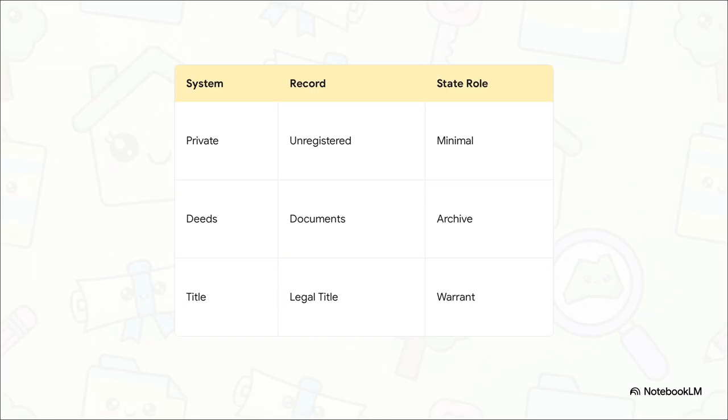Then we have deeds registration. In this system, a public repository logs and archives your legal documents. It acts as a public notice that a transaction happened, but, and this is a big but, it only registers the document. It does not register or guarantee your actual title to the property. Finally, we have title registration. Here, the legal consequence of the transaction is what gets registered. The state gets actively involved, they examine the transactions, they guarantee the title, and they map the land perfectly. In this system, the register itself is your definitive proof of ownership.